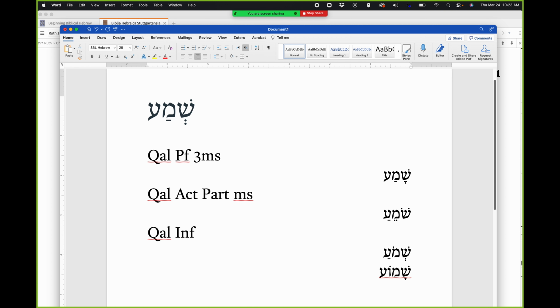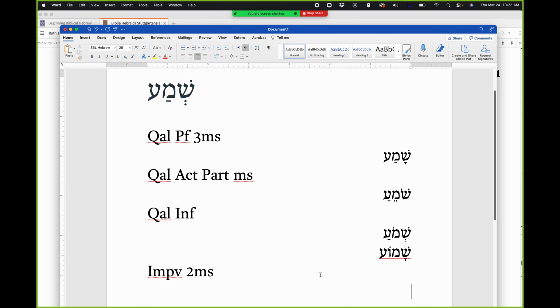And then the final one is going to be the imperative 2MS, and that form is going to be very similar to the infinitive construct. In fact, it'll be identical to the infinitive construct in many forms, but in this particular word, because you've got a third guttural, and a third guttural Ayin likes that A-class vowel, you're going to have basically what we have here, Shema.